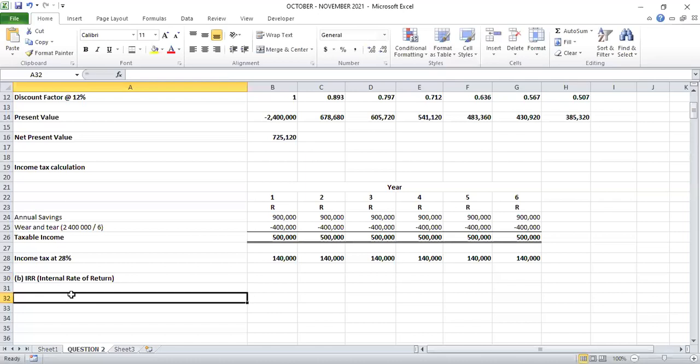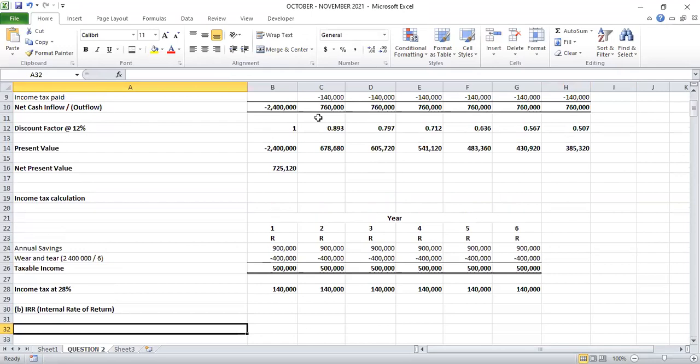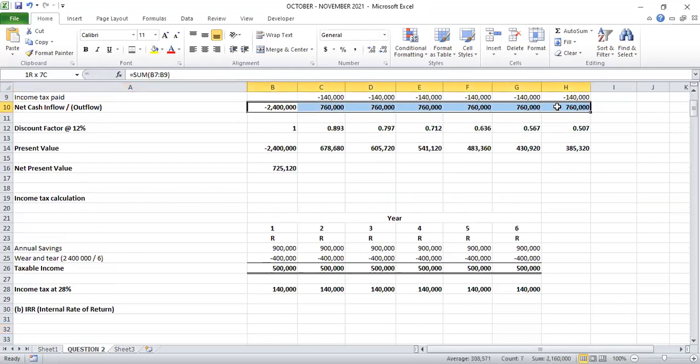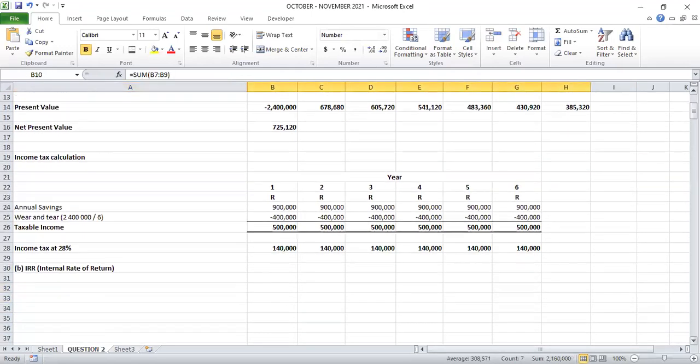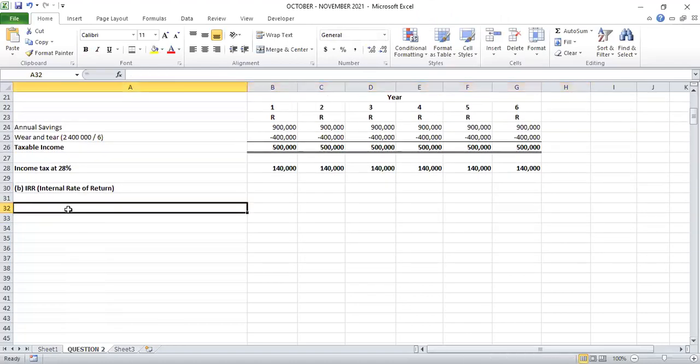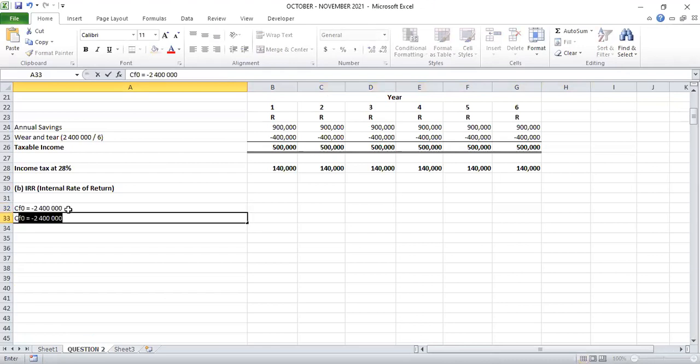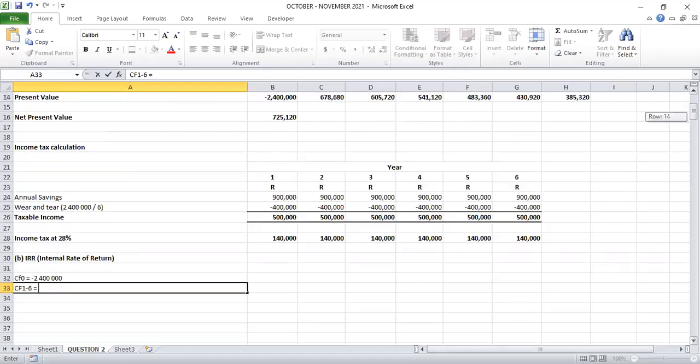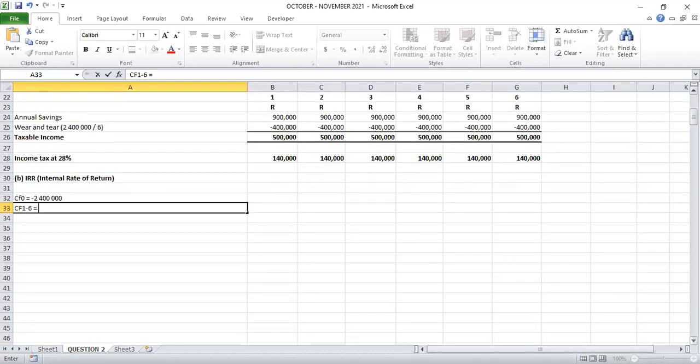Now to get your IRR, you need these cash flows here before discounting. Since the cash flows are the same, there are two ways that you can do it. You can say your cash flow 0 is equal to negative 2.4 million, and your cash flow 1 to 6 is equal to 760,000.